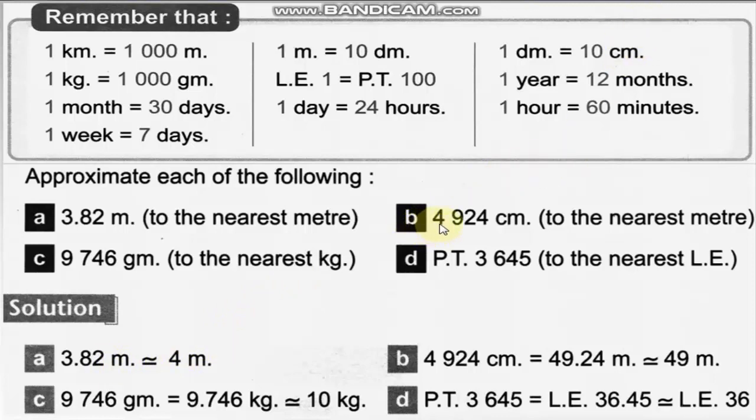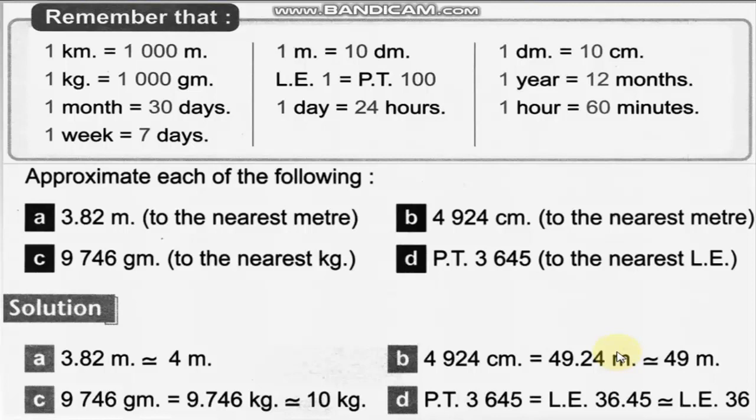Letter B, 4,924 centimeters to the nearest meter. At first, we need to convert from centimeters to meters. From the smallest to the greatest, we will divide by 100. And we said before, if we divide by 100, the decimal will move 2 digits from the right. So it will be between 9 and 2. So it equals 49.24 meters.